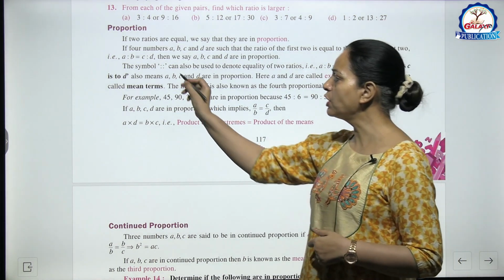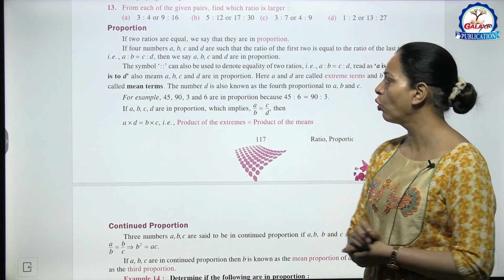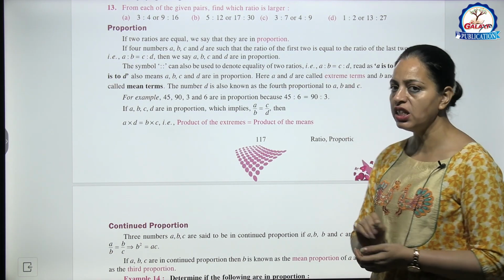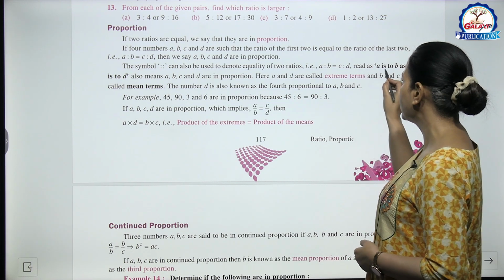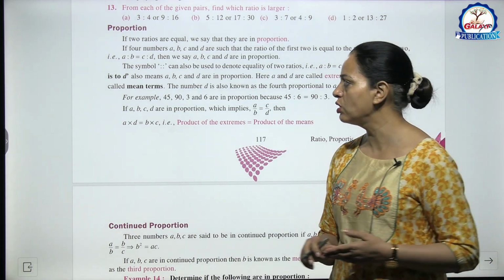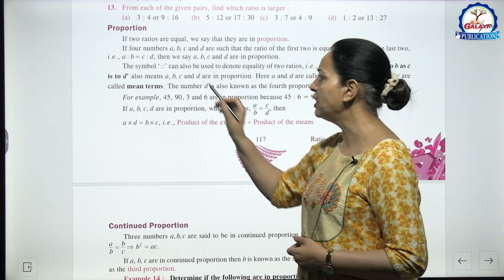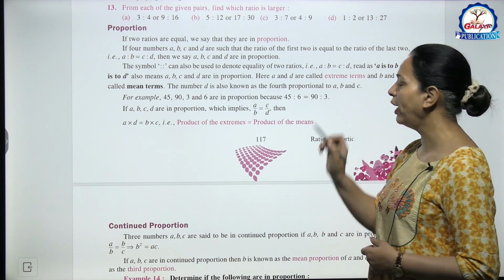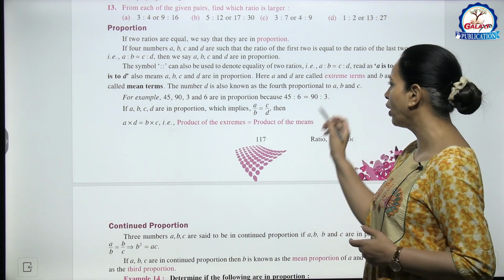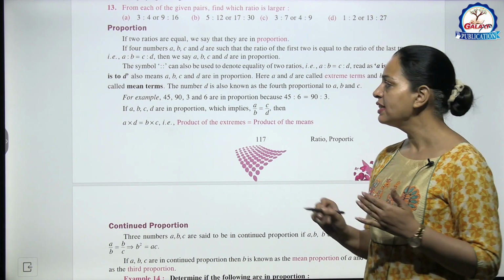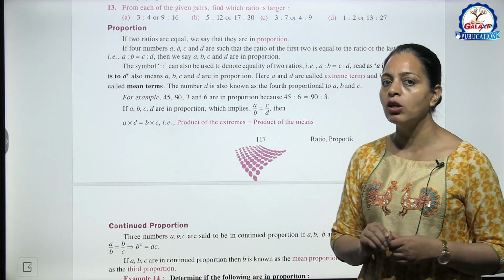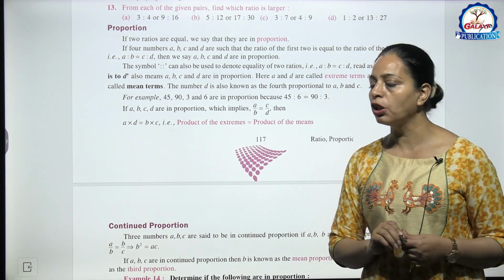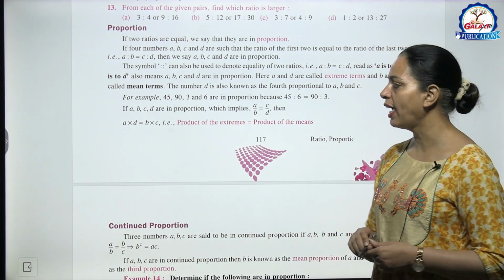The symbol of four dots can also be used to denote the equality of two ratios. So A ratio B equals C ratio D can be read as A is to B as C is to D. Also means A, B, C and D are in proportion. Here A and D are called extreme terms, first and fourth, and second and third, B and C, are called mean terms. The number D is also known as the fourth proportional to A, B and C.